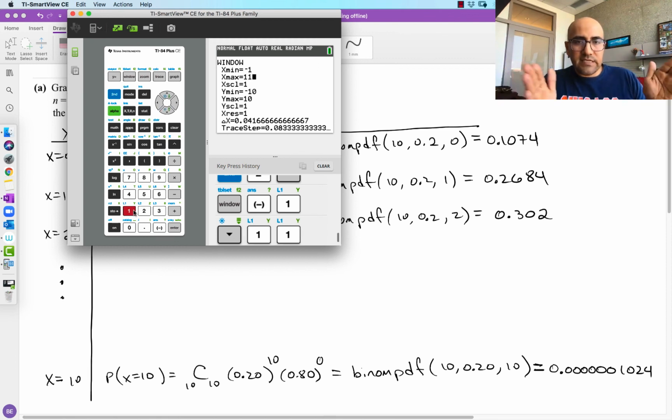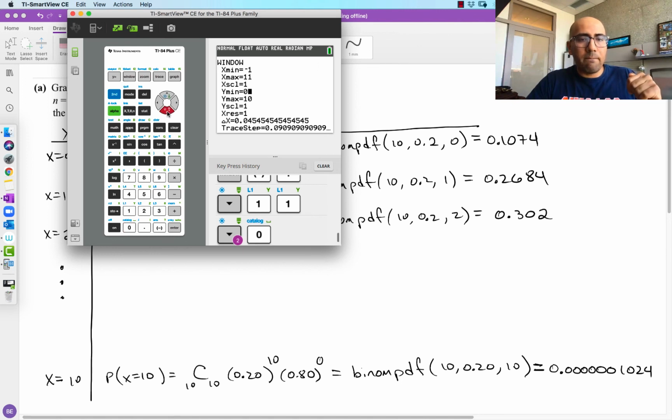That'll guarantee that we have the numbers we want from 0 through 10. The scale, we want it to be a 1 because we want it to go in multiples of 1. If you choose 5 here, it would go 0, 5, 10, 15, 20. We don't want that. We want each one to be a width of 1. And then for the y-axis, we're starting at 0.